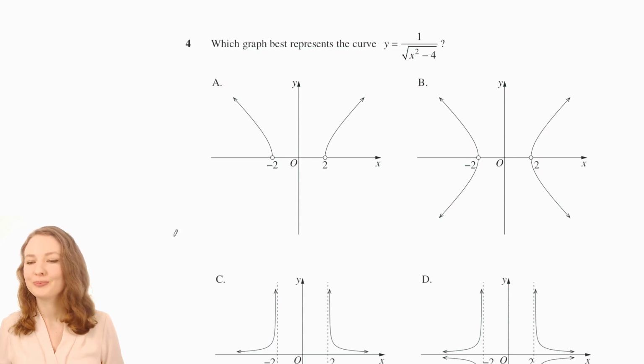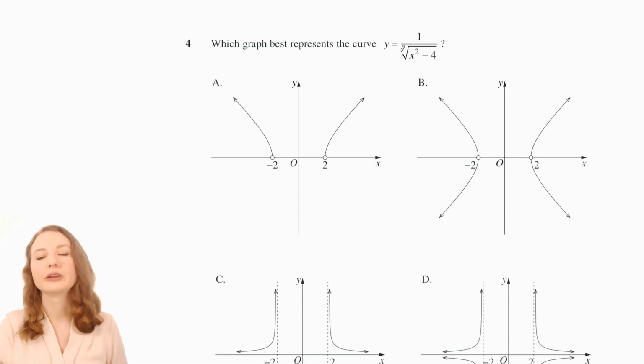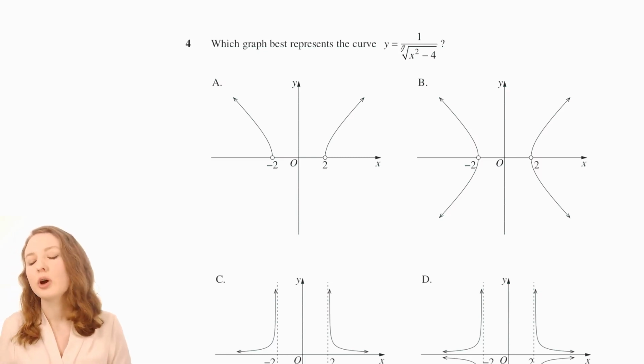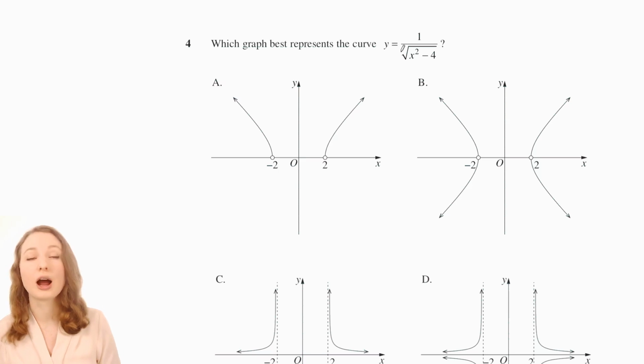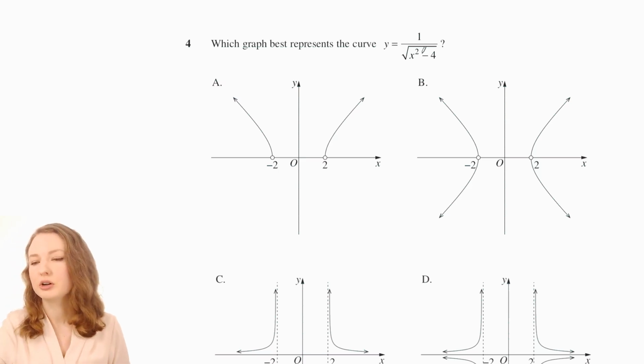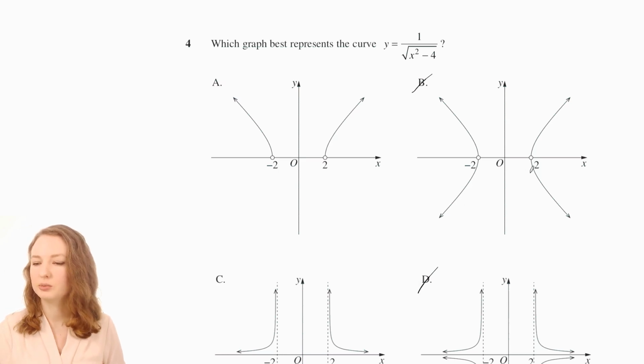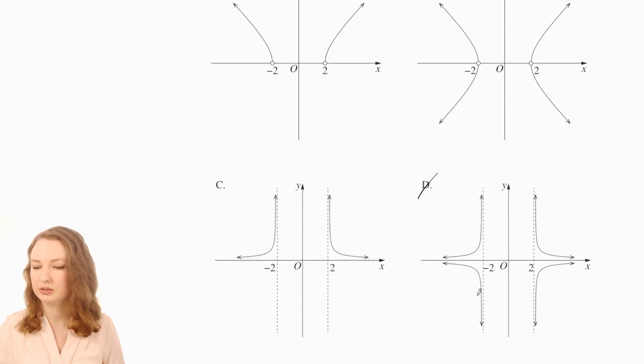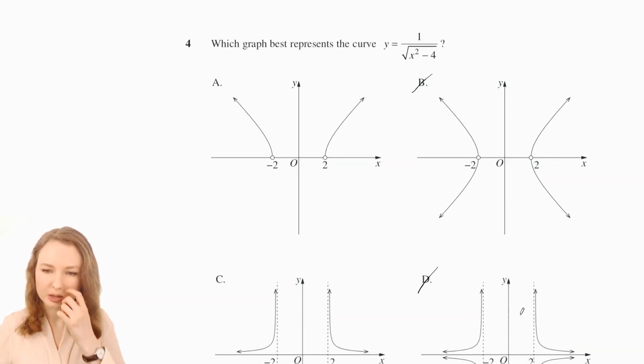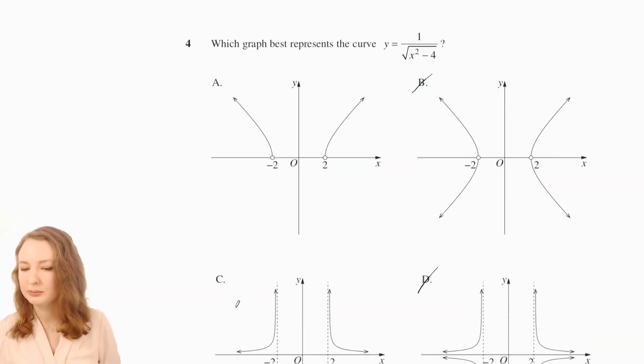Question 4. The way that I thought about this one was that since we've just got square root here and not plus or minus square root, we're only going to get positive y values, because this is always a positive number. So we're going to get 1 over a positive number. So y is always positive. That rules out B and D, because they have bits with negative y values. Okay, and then we just need to worry about whether it's A or C.